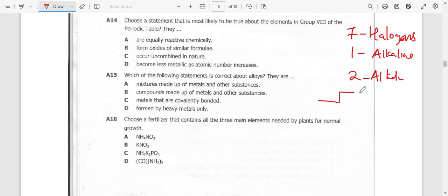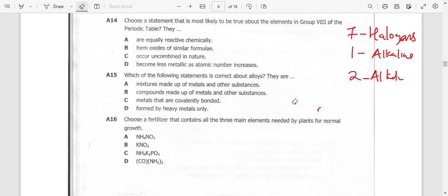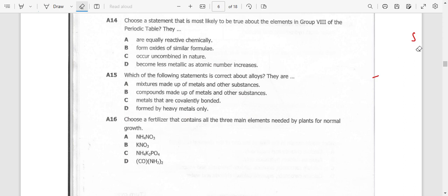Okay, the periodic table is like this. And then you have got these ones which are here. What do we call them? Transition metals. So that is it. What would be true about elements in group 8 of the periodic table? They are equally reactive chemically.